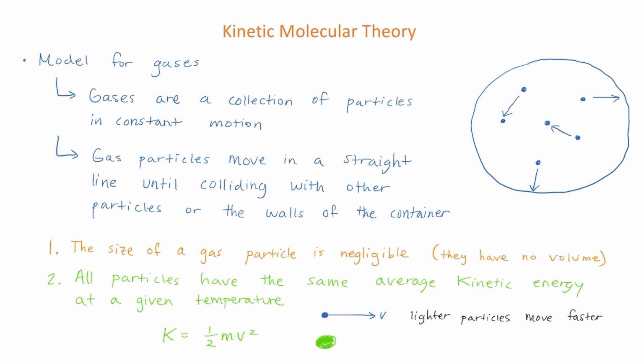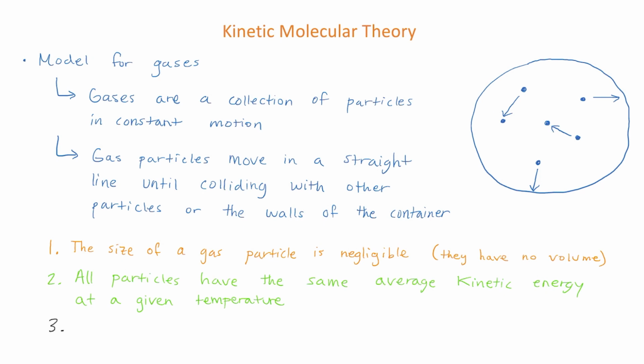The lighter particles will move faster, and the heavier particles will move slower. And this makes sense. In order for a lighter particle to have the same kinetic energy as a heavier particle, it has to go faster. Same goes for the heavier particles. In order for them to have the same kinetic energy as the lighter particles, it has to move slower.